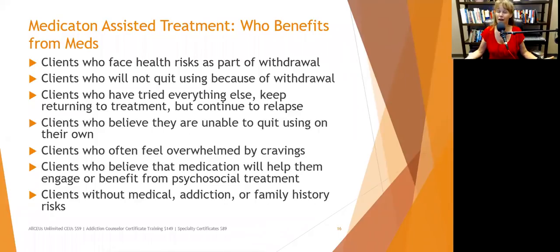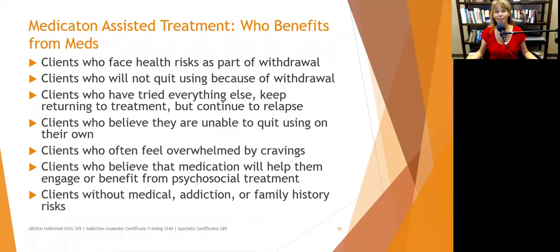This is where methadone, buprenorphine, and Suboxone can be helpful, and some of your nicotine replacement drugs. Clients who have tried everything else but keep returning to treatment and continue to relapse. That tells me there's probably a co-occurring issue somewhere that we're missing.